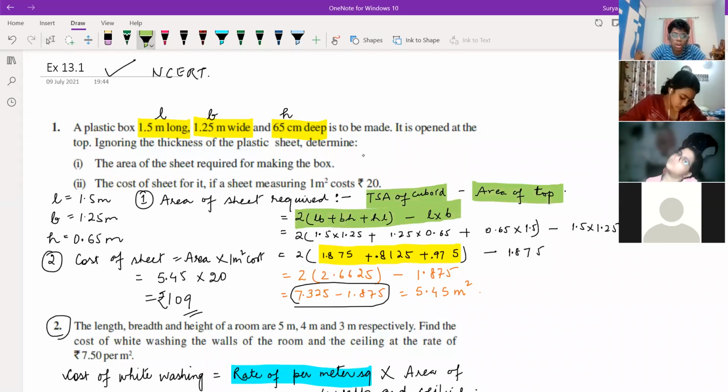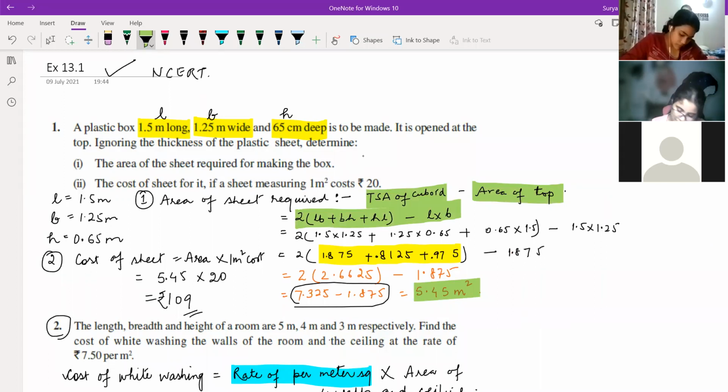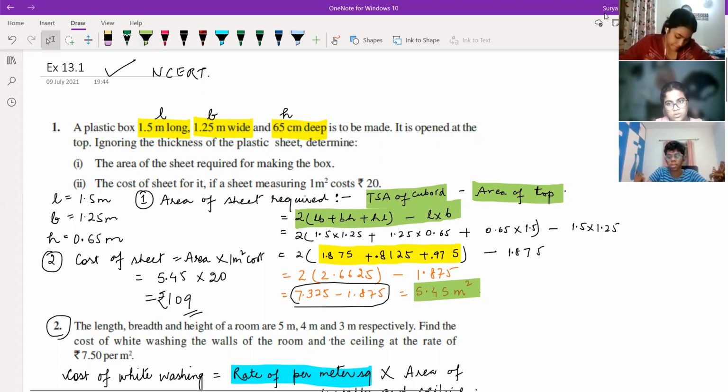So our answer is 5.45 meters square. Just check whether we are getting this or not. 5.45 meters square is the answer for this. Those who are not getting, just tell me. Same answer I got, sir. Diksha, what is the problem with you? Nothing, sir. Then keep the camera on all the time and try to solve the question.